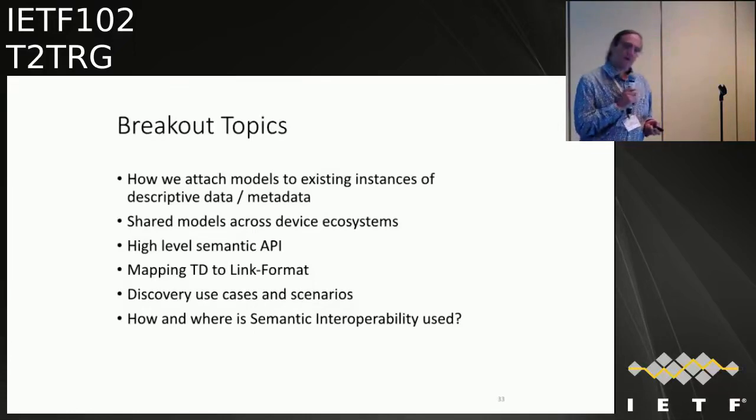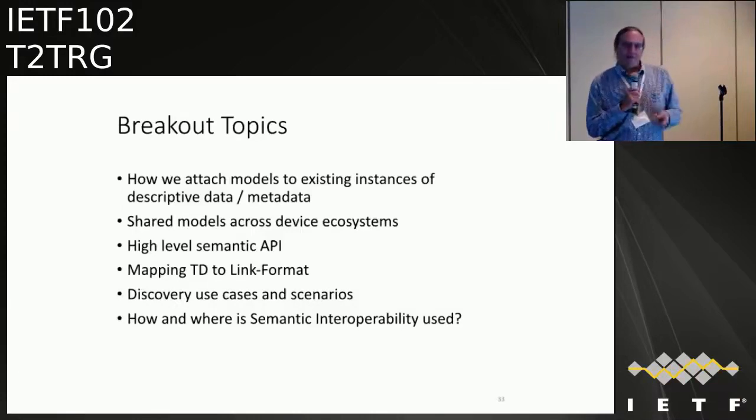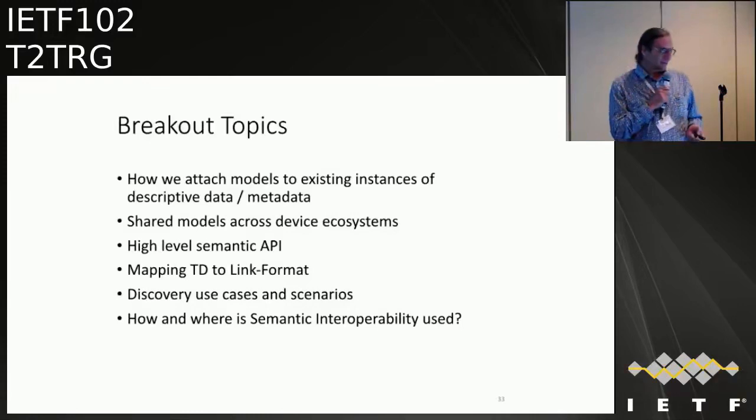The topic of shared models across device ecosystems: how can we build some shared models that work well for different targets? High-level semantic API, I mentioned that. This is the idea of not needing to use the addresses, but being able to operate devices based on their semantics only. We worked on mapping thing description to core loop format. We had some more work on discovery and what we want to do for that. And then in general, let's talk some more about how and where we use semantic interoperability.